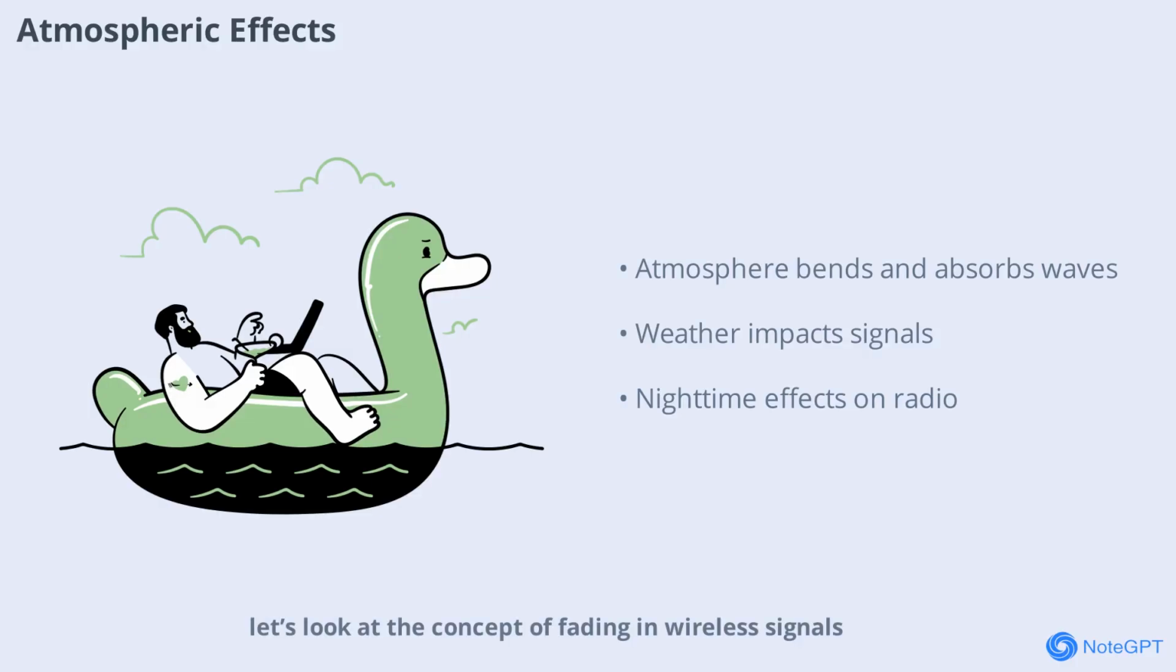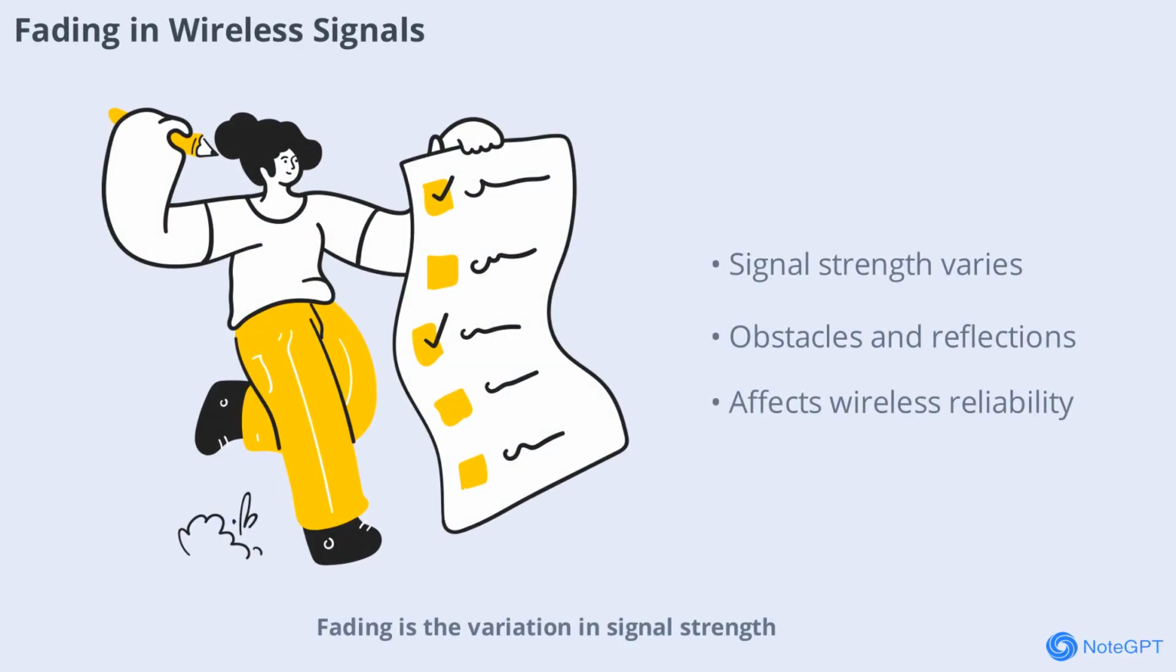Next, let's look at the concept of fading in wireless signals. Fading is the variation in signal strength as electromagnetic waves travel through the environment. It can be caused by obstacles, reflections, and atmospheric conditions. Fading can lead to dropped calls or slow data rates in wireless networks. Engineers use techniques like diversity reception and error correction to combat fading and maintain reliable communication. Understanding fading is crucial for designing robust wireless systems.